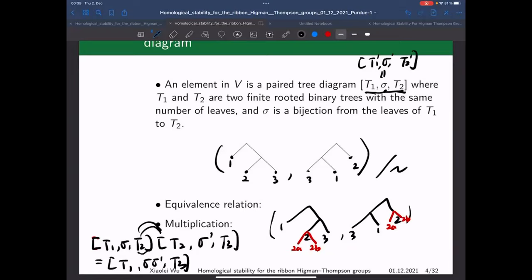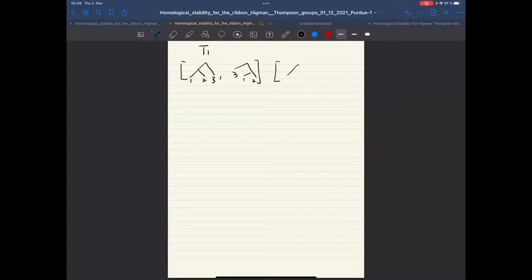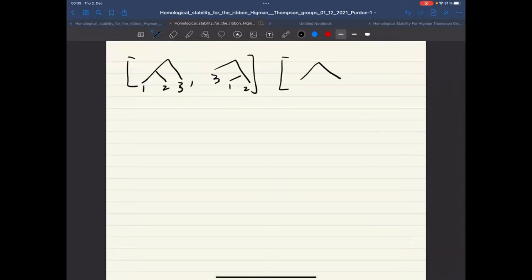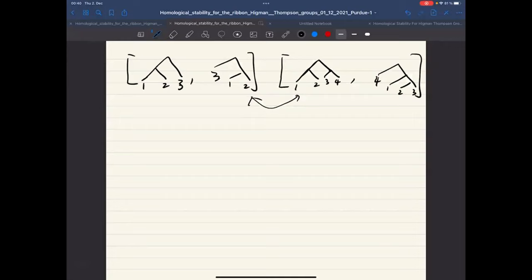But okay, so now I want to say T1 sigma, so this pair tree diagram. So the other part, how does the multiplication exactly work, right? So maybe I'll have a different tree that's making our life a little easier. Okay, so 1, 2, 3, 4. 1, 2, 3, 4. So now these two trees are different. You cannot directly do multiplication, right? So the idea is you're trying to use the equivalence relation, meaning I change these two trees correspondingly to make sure they're the same.